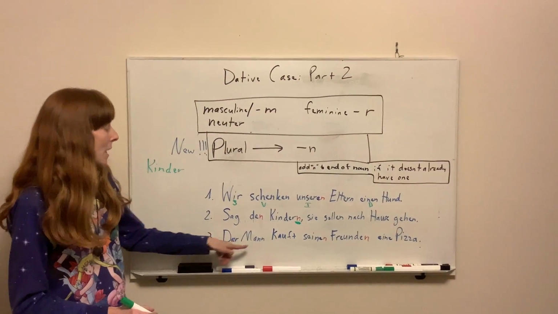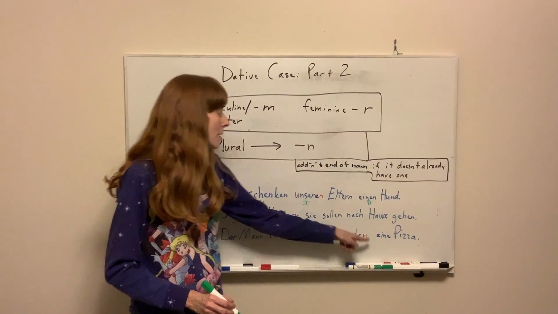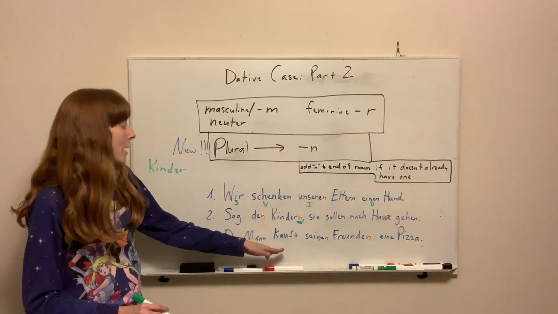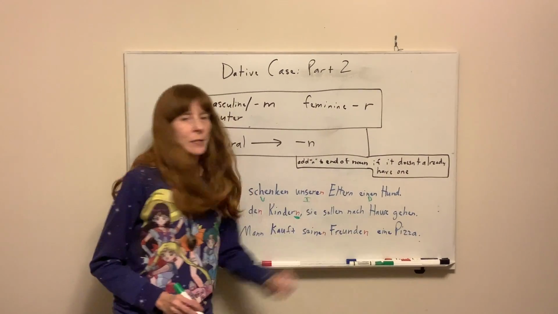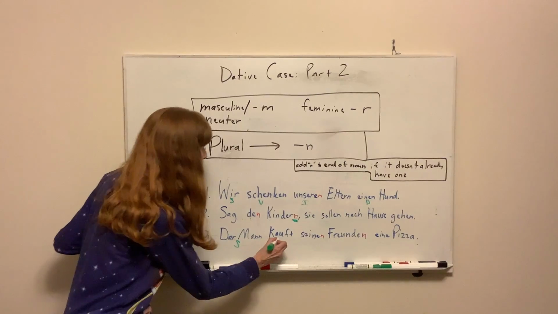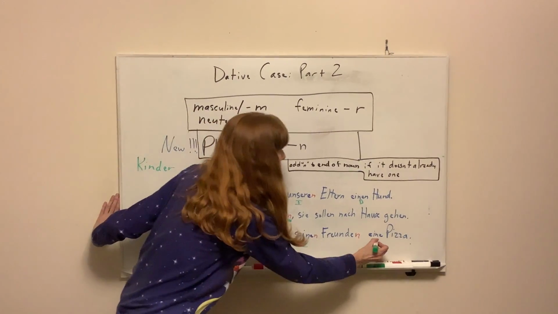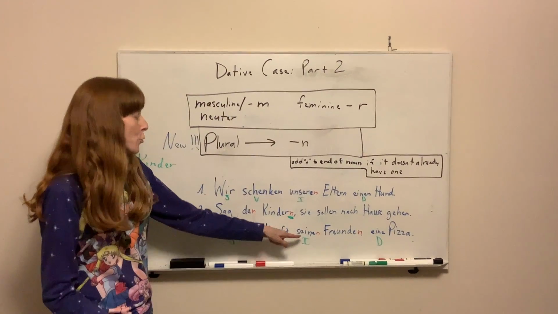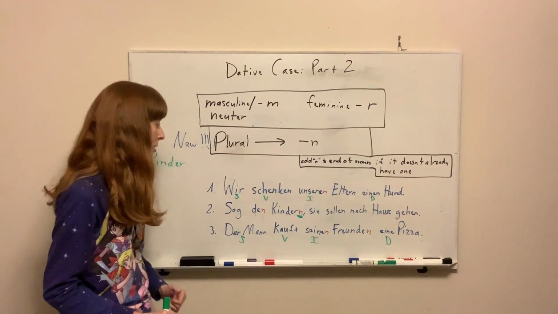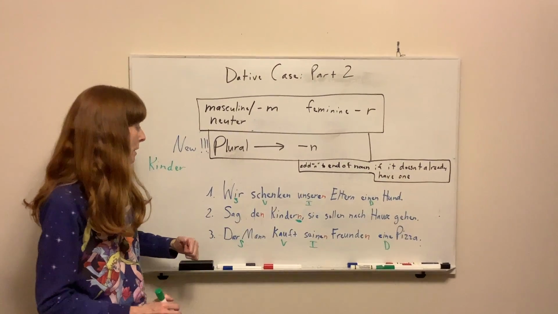Number 3: Der Mann kauft seinen Freunden eine Pizza. The man buys his friends a pizza. So, SVID. To his friends, they're the ones receiving this action. They're the ones receiving the pizza.